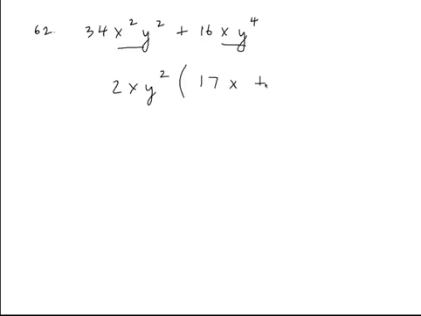Plus 2 goes into 16 8 times. X and the x is a nice cancel. Y squared and the y to the 4th leaves a y squared. Remember, these powers add up to be that power.